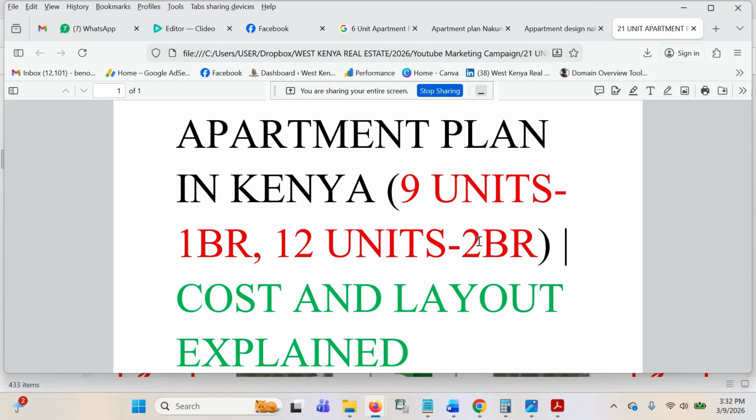In this video, I want to show you how to determine the cost of an apartment plan. The one that I've chosen for this video is an apartment plan for 21 units, that is a mix of one bedroom and two bedrooms. So nine one bedrooms and 12 two bedrooms.